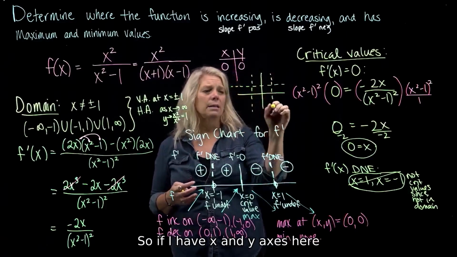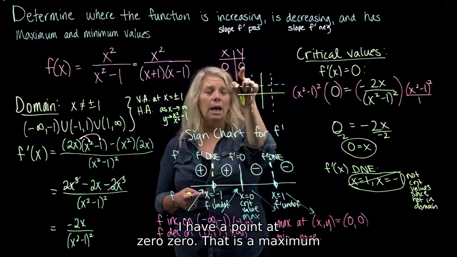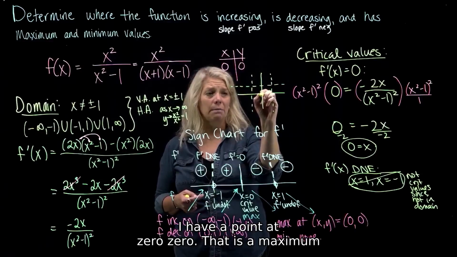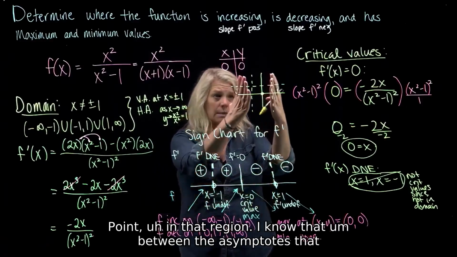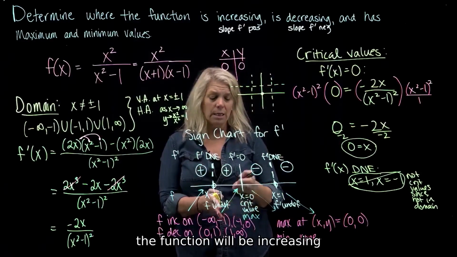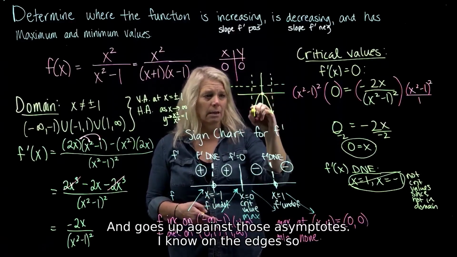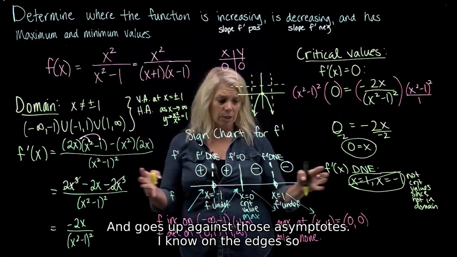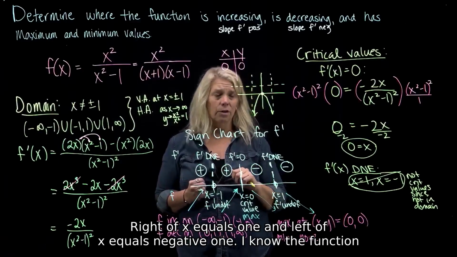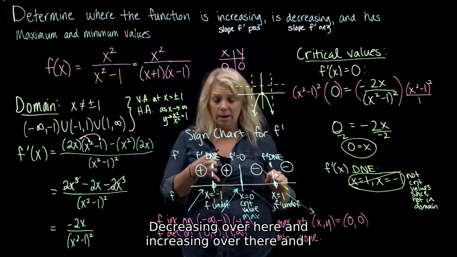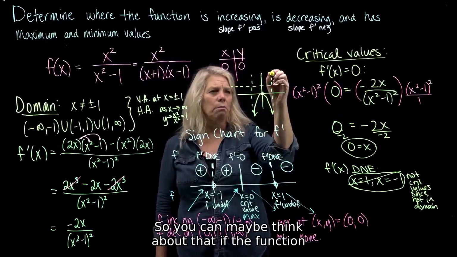So if I have x and y axes here, I'll have a vertical asymptote at 1 and negative 1, a horizontal asymptote at 1. I have a point at 0, 0. That is a maximum point in that region. I know that between the asymptotes the function will be increasing and then decreasing. And so it's going to have to go like that, and goes up against those asymptotes. I know on the edges, so right of x equals 1 and left of x equals -1, the function is decreasing over here and increasing over there, and I know it's going to have to approach these asymptotes. So you can maybe think about that.